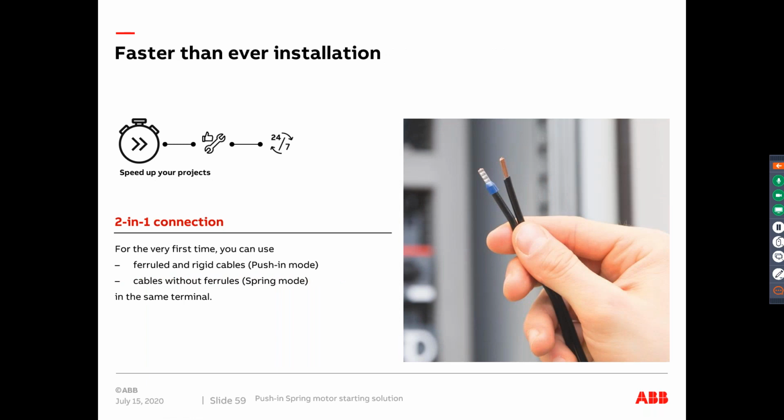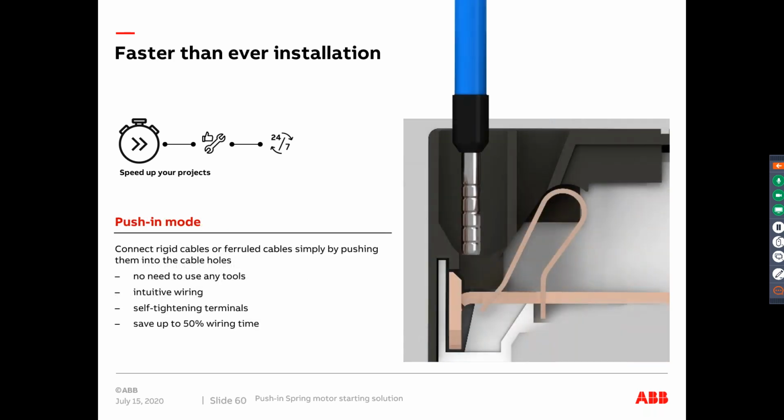So it's a two-in-one connection. One is a push-in mode, where you have a rigid cable or a cable with a pin type lug, and spring mode, where you have cables without a lug, or a flexible cable. In push-in mode, you just push the cable, which is either with a pin type lug or a rigid cable, and you don't have to tighten it. It just tightens itself. So you save around 50% of wiring time.